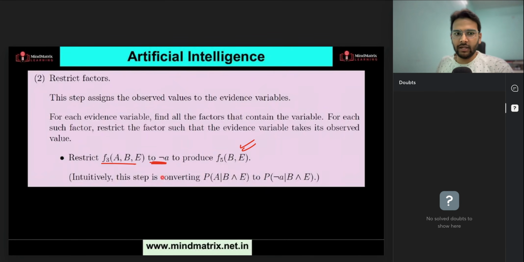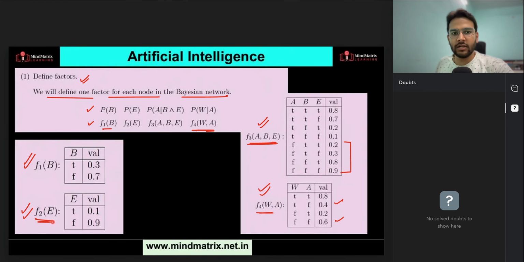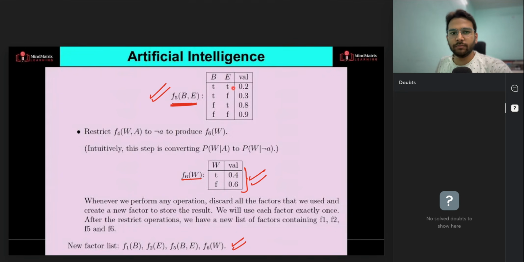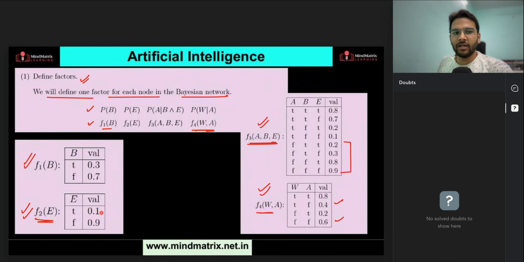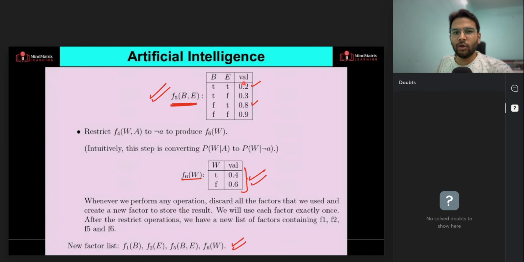This is f5 of b and e, f2 of e. Let's say true. So it is the same as performing a natural join. So 0.1 into 0.2 should be 0.02, and here it should be 0.08. The same thing they have done here. 0.9 where e is false, so 0.9 into 0.3 is 0.27, and here it should be 0.81.